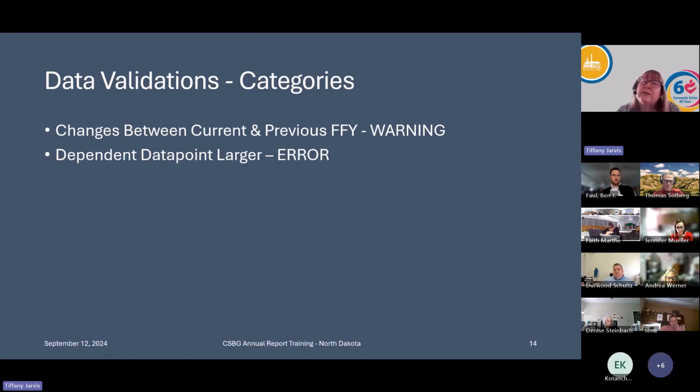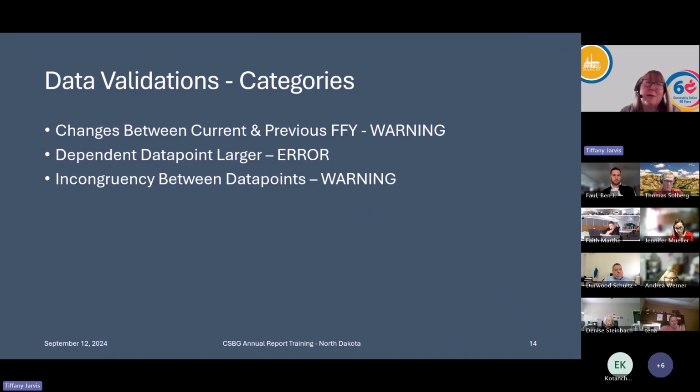The dependent data point is larger. It is an error. We're going to go through this a little bit more, but there are a lot of data points between different sections, and between the same section, that are dependent upon each other. I also refer to them as child and parent indicators. In this particular validation, the child indicator cannot exceed the parent. So that's very important. It's an error because the child is more than the parent.